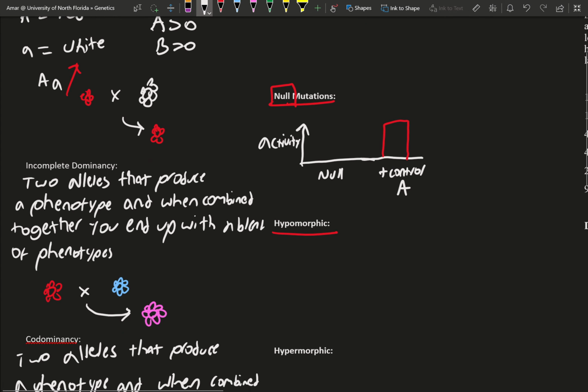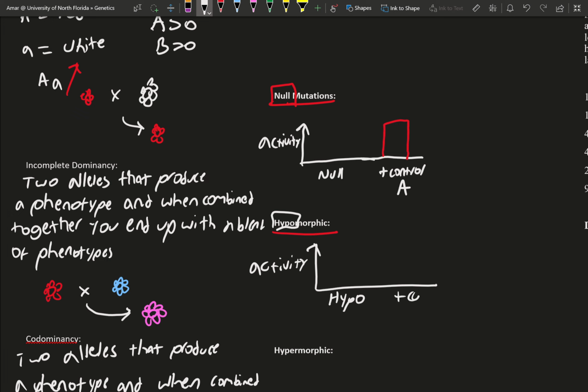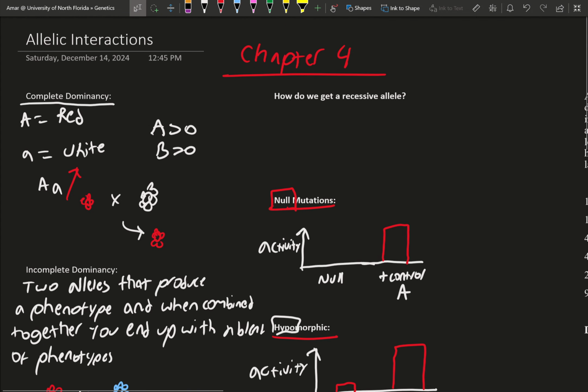And then the hypomorphic one is essentially similar, but you would use the keyword hypo, which means less. On the y-axis we have the same thing, and this is our positive control on the right, big A. Our hypomorphic mutation has a lot less activity than our big A allele. So that'll be a hypomorphic mutation. Most recessive alleles are either null mutations or hypomorphic mutations.